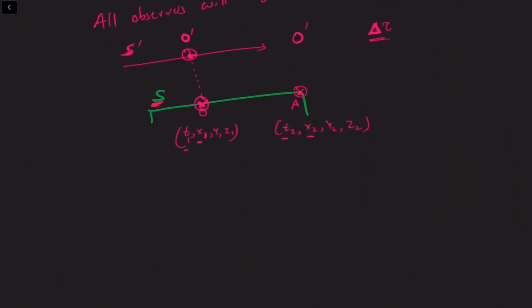And now what observer S needs to do is construct the quantity c square (T2 minus T1) square minus (X2 minus X1) square minus (Y2 minus Y1) square minus (Z2 minus Z1) square. And they are guaranteed by the transformations of special relativity that once they construct this quantity, they will exactly get c square delta tau square, which is the proper time that has elapsed on O prime's clock.